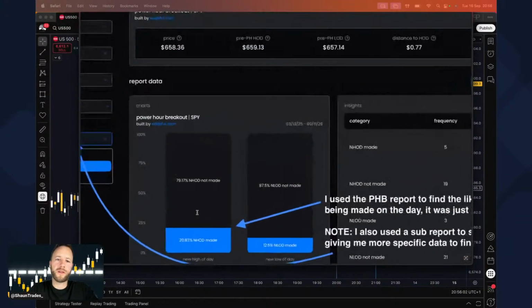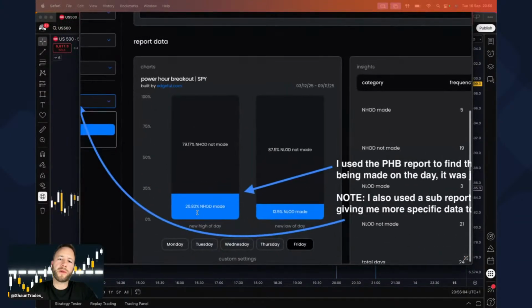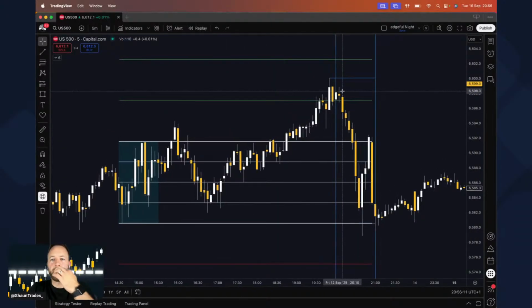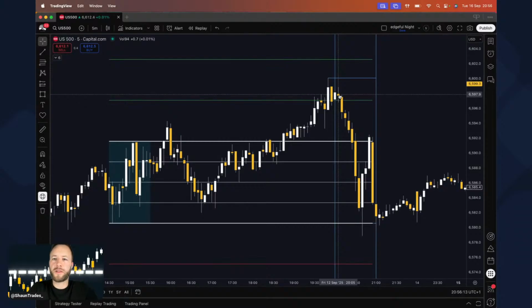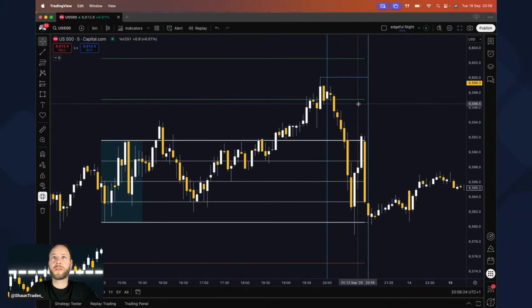So we can see that the data that we had was a new high of day being made was 20% likely, essentially 20%. So not very likely. So the trade was entered just after this doji candle that you can see on the screen here, hopefully. This doji candle here on the screen, that's where I entered the trade. And of course, it was very nice because it kind of came down straight away.